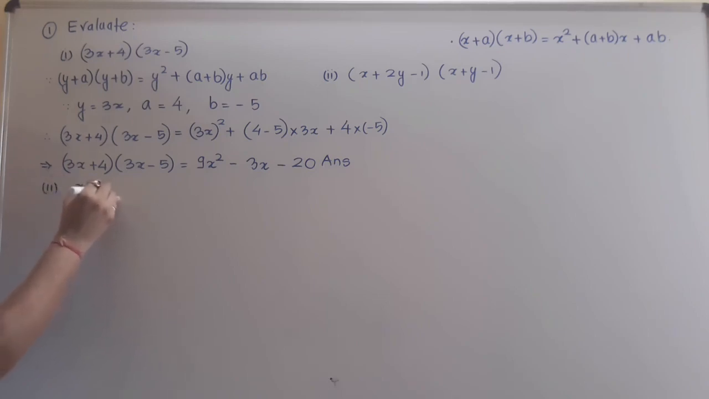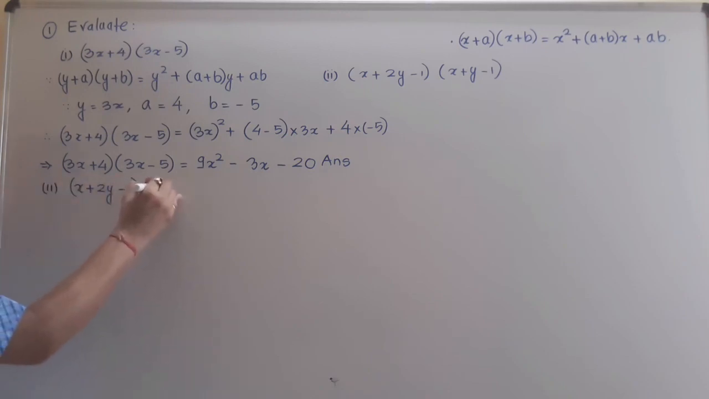x plus 2y minus 1 in the first bracket, and in the second bracket we have been given x plus y minus 1. Now students, if you see, you can't identify this in the beginning, but this question can be solved easily by the formula we are using. How can we use it? We need to manipulate the given question a little.